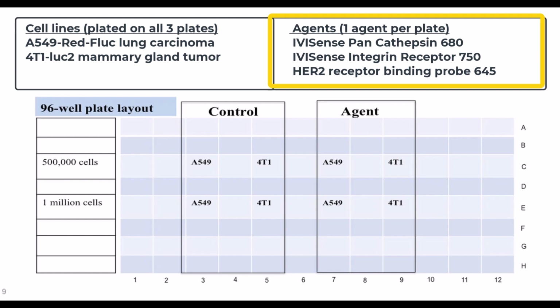The probes we are going to test are a cathepsin-cleaved activatable fluorescent probe called Ivescence pan-cathepsin 680, an alpha-V-beta-3 integrin targeting probe called Ivescence integrin receptor 750, and a HER2 receptor binding probe emitting at 645 nanometers. The HER2 receptor is overexpressed on many human breast tumor cell lines.